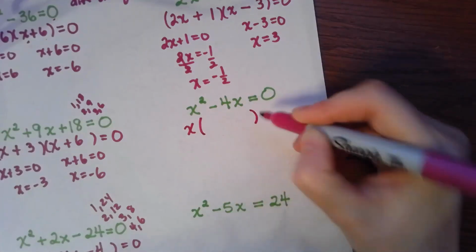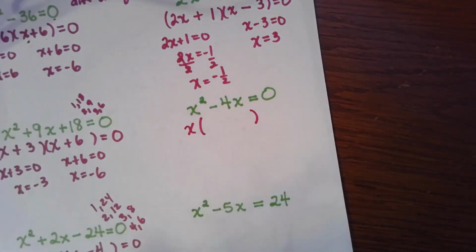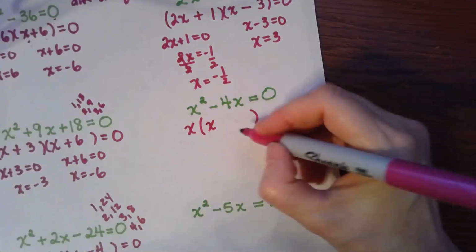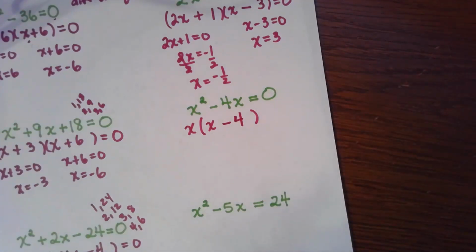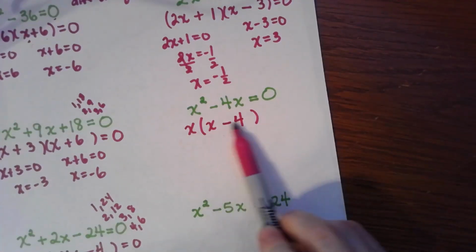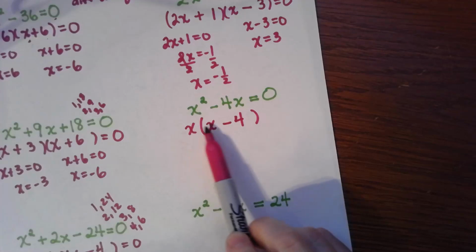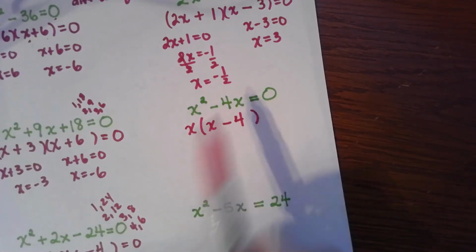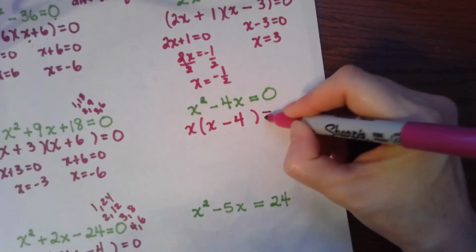Okay, so x times what is x squared? Well, that's x times x. And then x times what is negative 4x? Well, that would be negative 4. Okay, so now, distribute that and let's make sure we get that back. So x times x is x squared, and x times negative 4 is negative 4x. That checks out, that works.